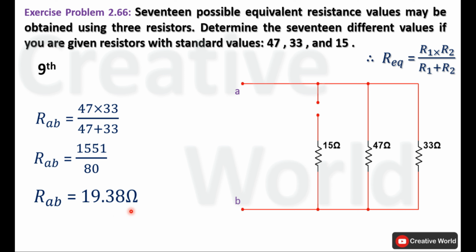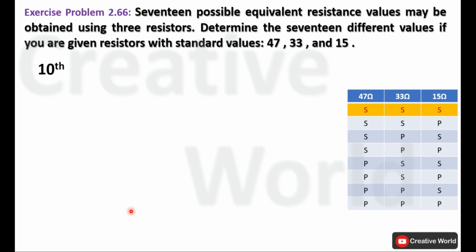So up to 9th configuration, either one resistance or two resistances were engaged in the circuit. In coming configurations, all of three resistances will be engaged for the calculation of R equivalent. Move to the next configuration.